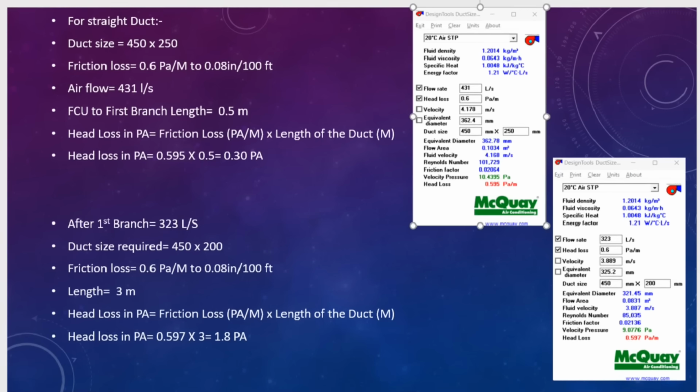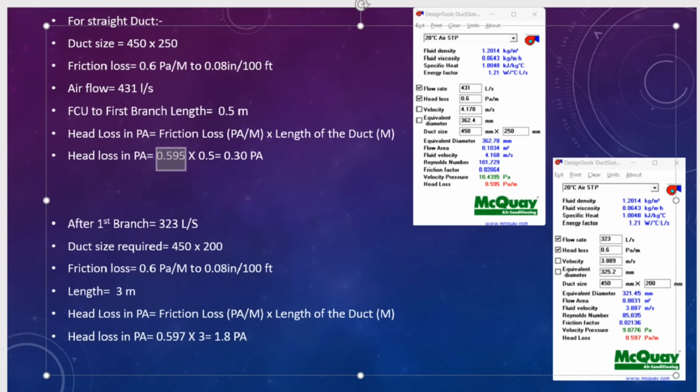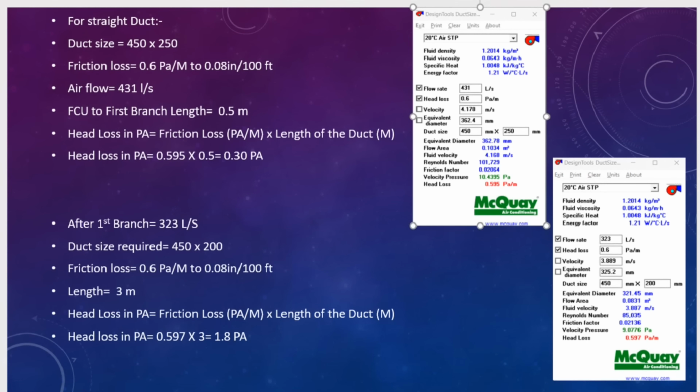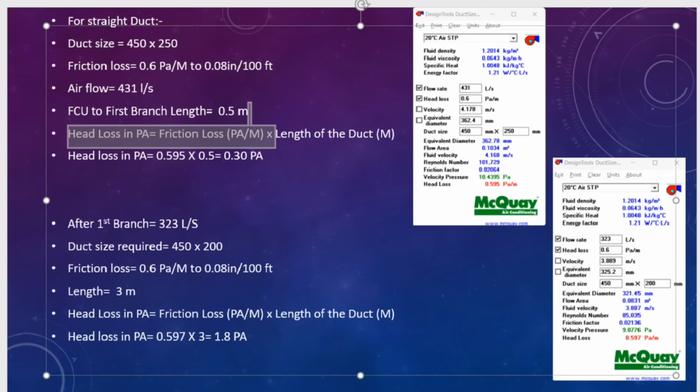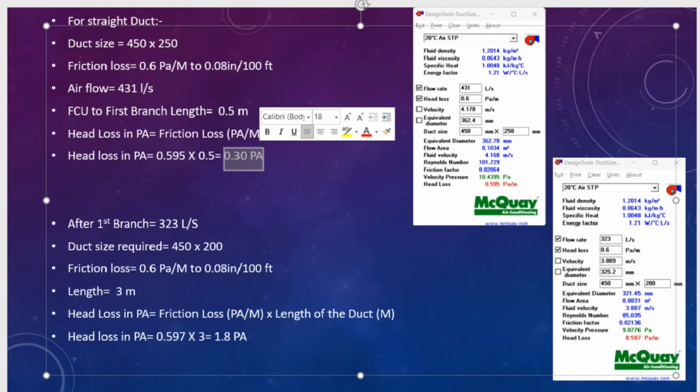This is a screenshot, and I'm going to apply the same 0.595 for the friction loss into the length of the duct. The length of the duct is 500 mm or 0.5 meter. The unit of head loss is Pascal per meter, that's the reason I applied the length in meter also here. If you multiply both, you will get 0.30 Pascal. That is for the straight duct.